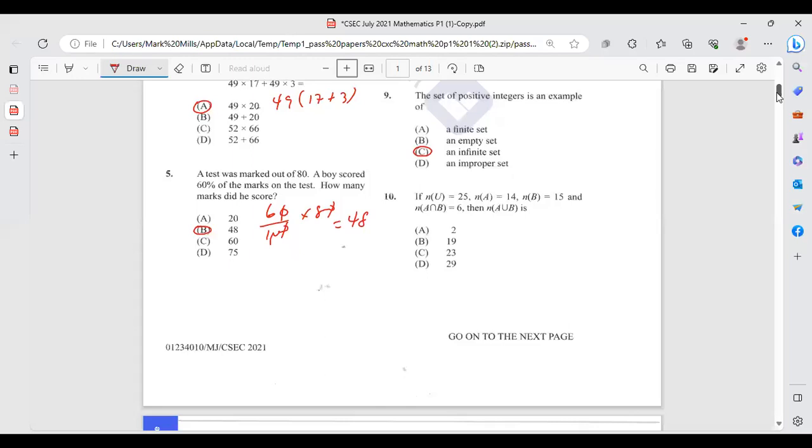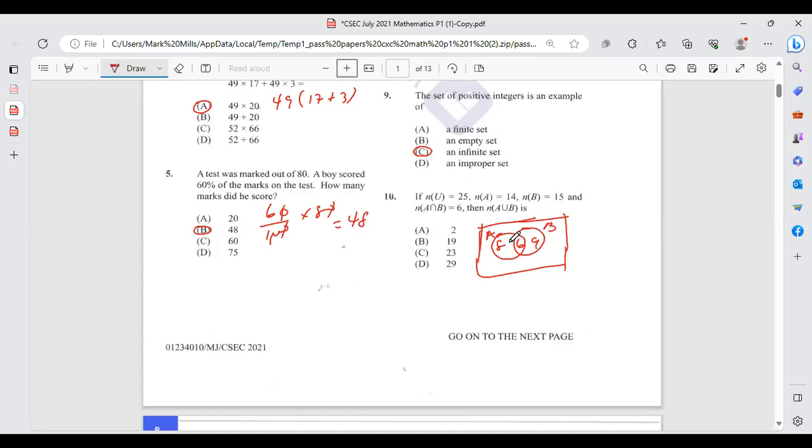Number 10. The number of elements in U is 25, A is 20, B is 15. I'm going to sketch it just like the one I did before. I name this one A, name this one B. The intersection, I'll put 6. Everything in A is supposed to be 14, so what's left here? 8. Everything in B is supposed to be 15, and this is 6. What is left? 9.